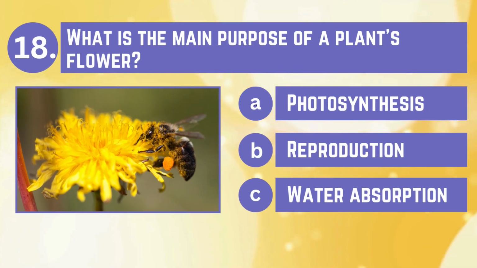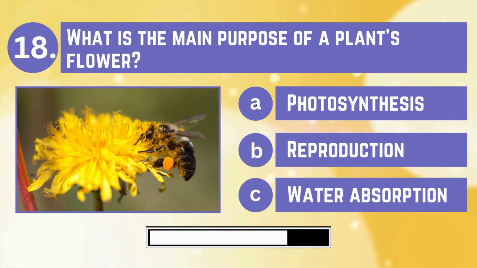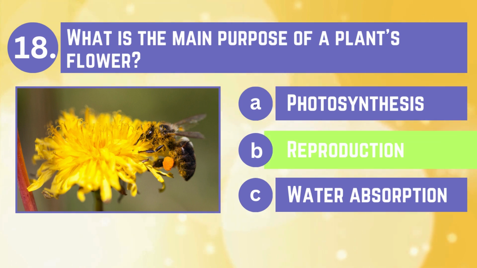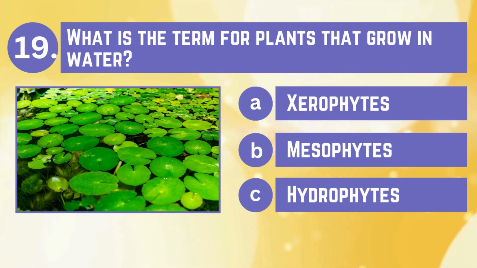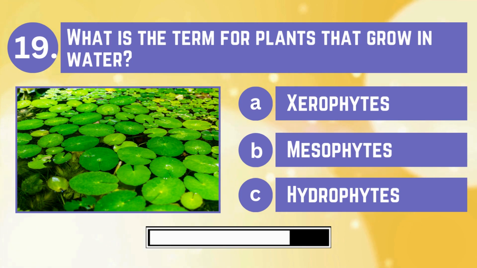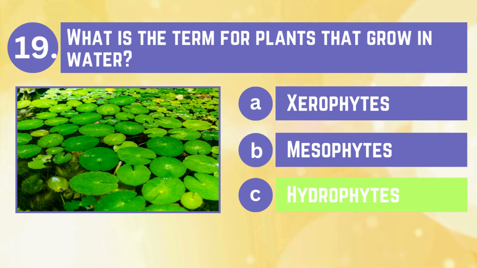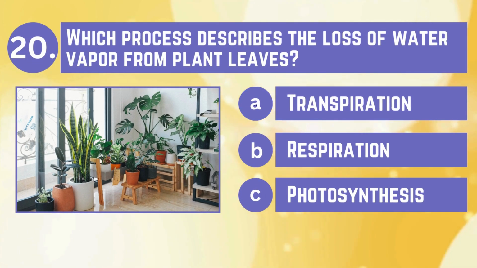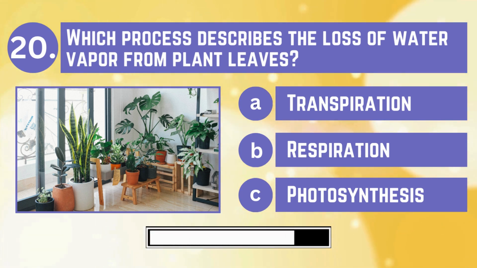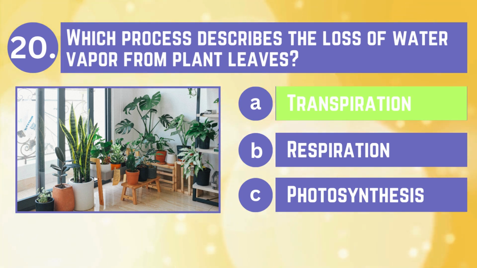What is the main purpose of a plant's flower? Reproduction. What is the term for plants that grow in water? Hydrophytes. Which process describes the loss of water vapor from plant leaves? Transpiration.